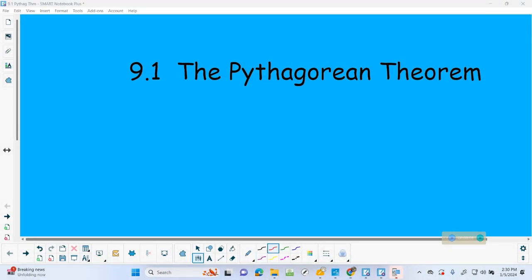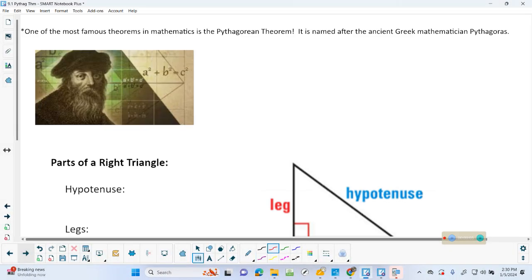Today we're going to talk about the Pythagorean Theorem: how to use it, what it is, what you're finding, the ins and outs of it. So, of course, I just put a picture up here for you so you can see him. Named after the Greek mathematician Pythagoras. Handsome chap there.